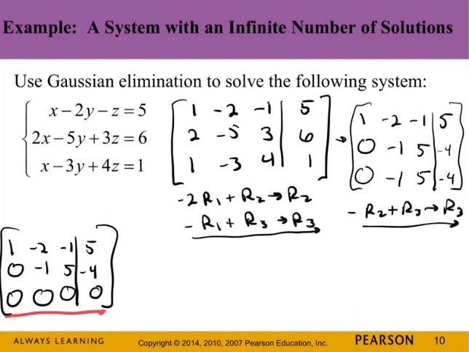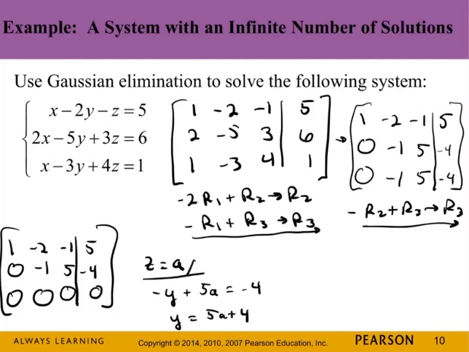When we get something like that, that means we have infinitely many solutions. So what we do in that case, we let z be a free variable. We're going to call it a. From the second row, negative y plus 5z, so that'll be plus 5a, equals negative 4. If we solve for y, I can add y and add the 4. We get y equals 5a plus 4. So z equals a, and we have y in terms of a.